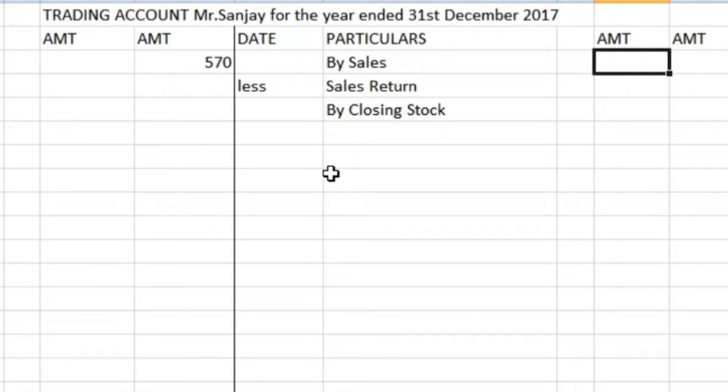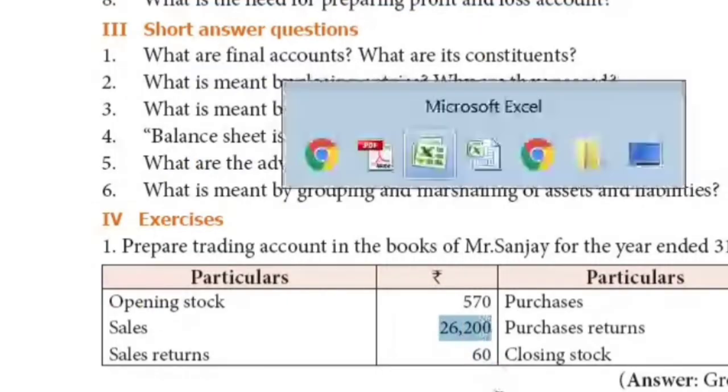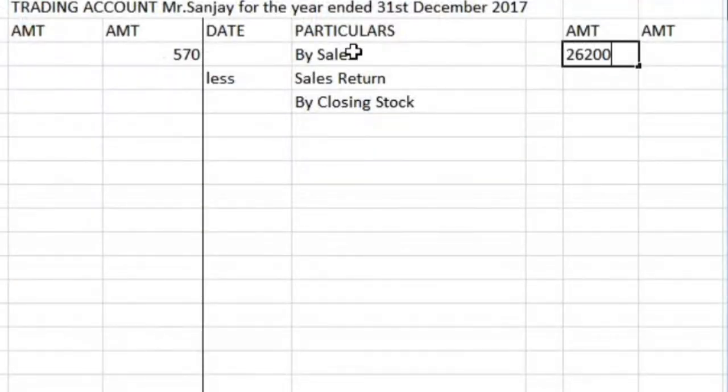You're going to use the inner column, subtract it and push the values to the outer column. That is the net sales to the outer column. So first let's see how much is sales. 26,200. So put 26,200 across sales in the inner column.